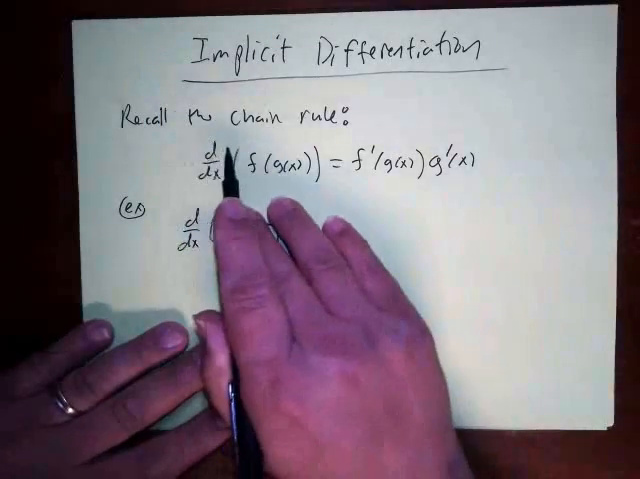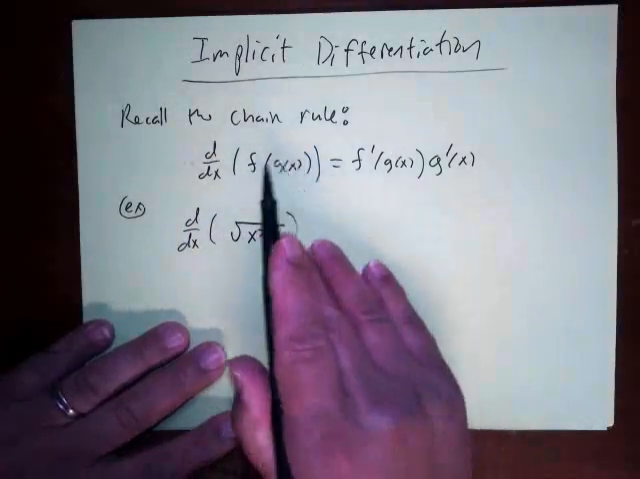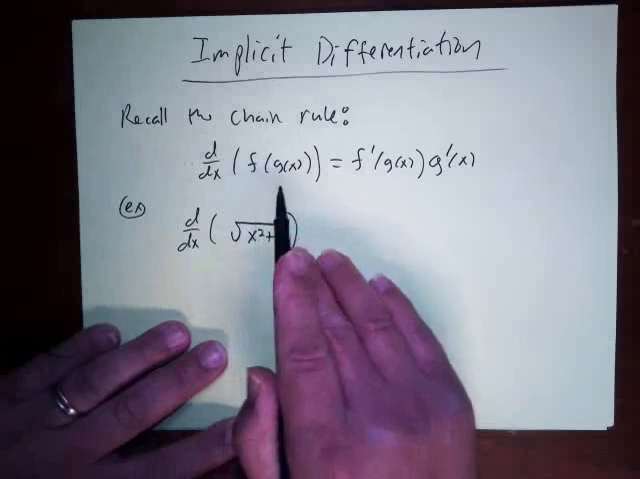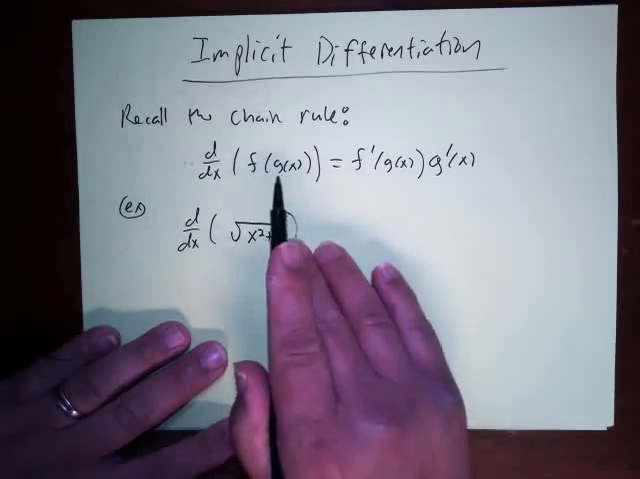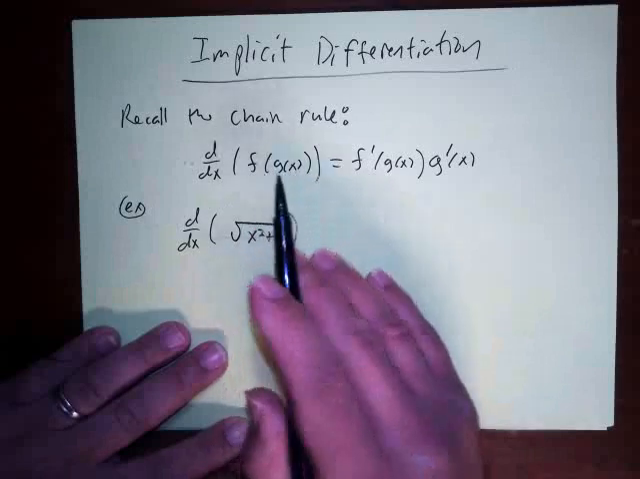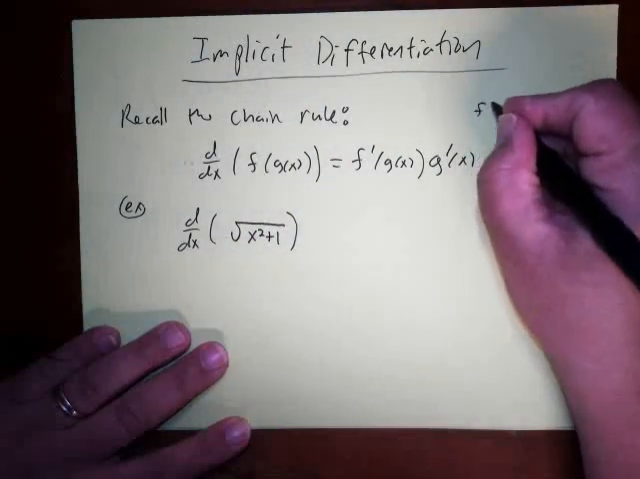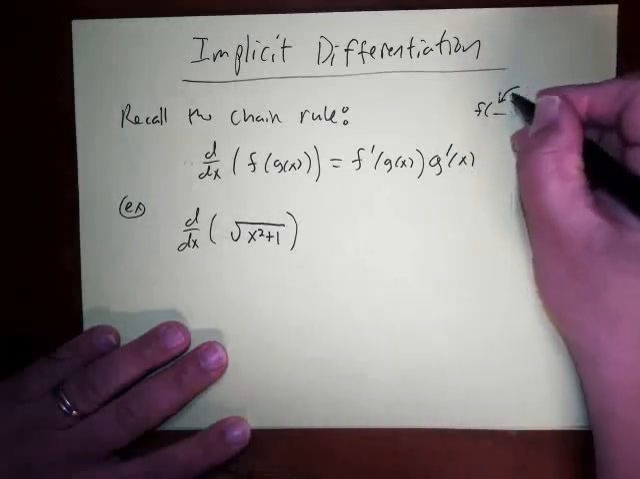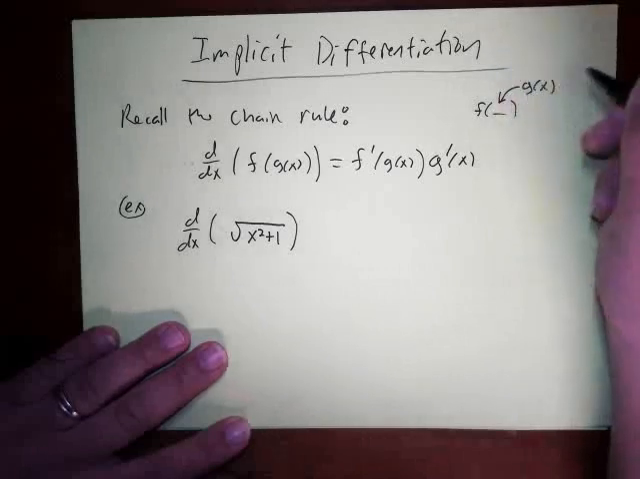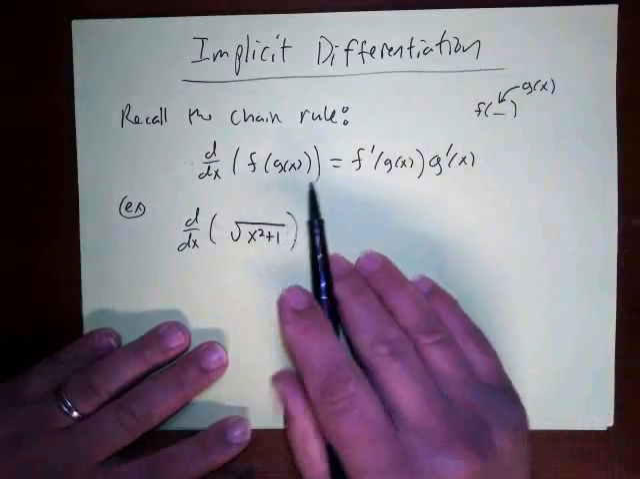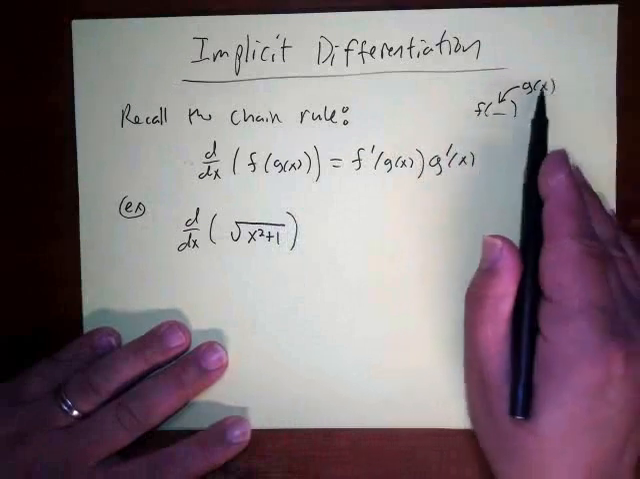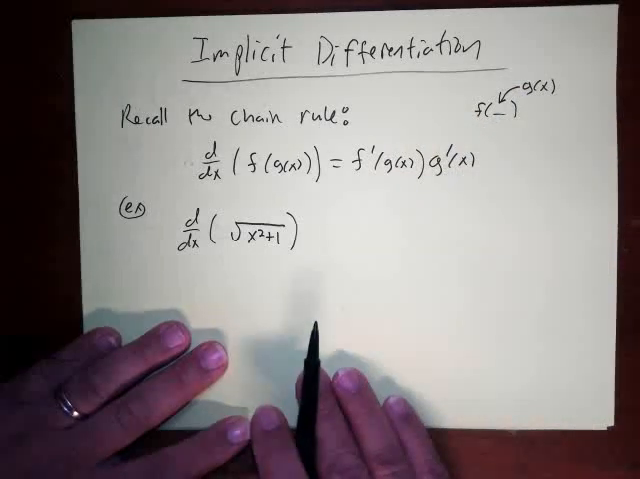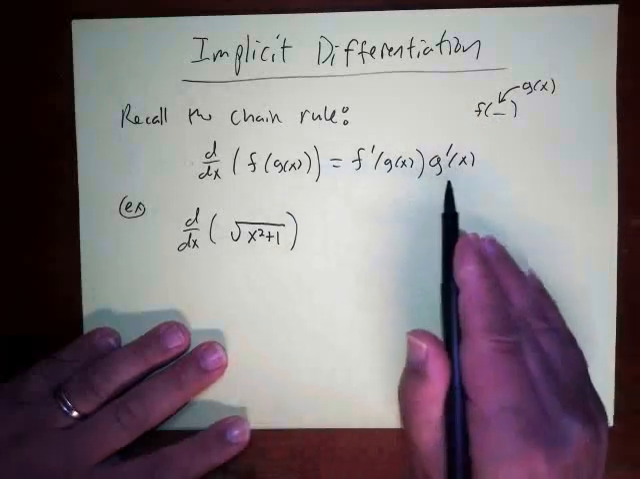So to begin with, let's recall what the chain rule says. The chain rule is a shortcut rule that allows you to take the derivative of a composition of functions. So if we have g of x inside f of x, it's like our outside function is f of x, and inside f we have g of x. To take the derivative of the composition, I take the derivative of the outside function, evaluate it at the inside function, and then multiply that by the derivative of the inside function.